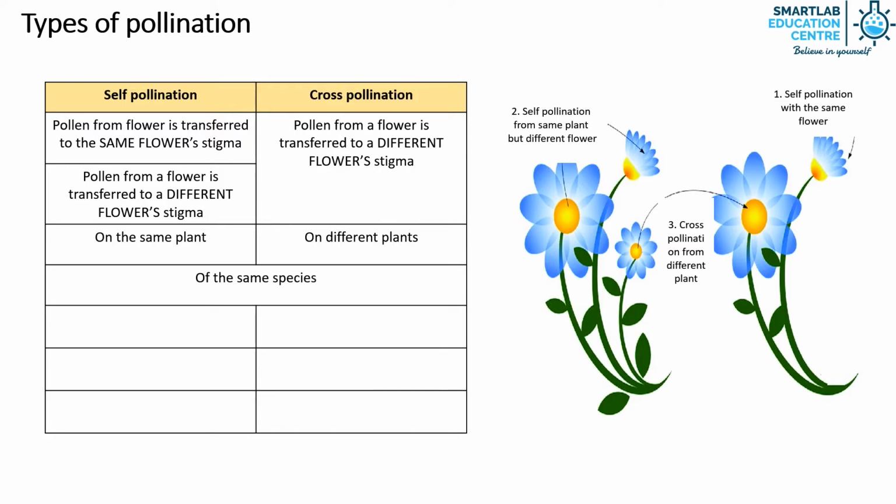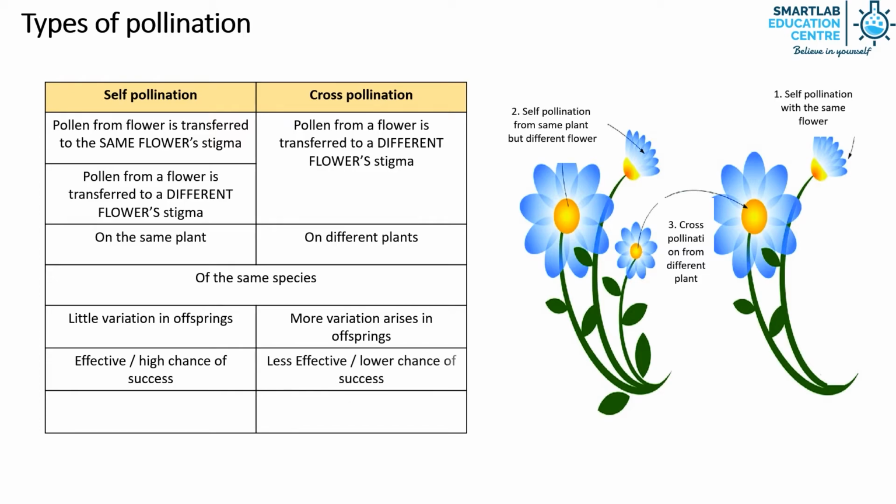In self-pollination, there is little variation in the offsprings. But in cross-pollination, more variation arises in offsprings. Self-pollination is effective and has a high chance of success, whereas in cross-pollination, it is less effective and it has a lower chance of success. Lastly, self-pollination is economical as it requires fewer pollen grains. But cross-pollination is less economical and requires more pollen grains.